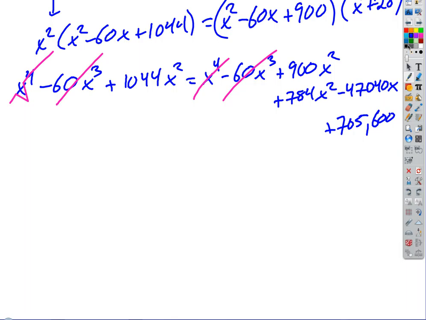Okay, so we get 1,044x squared on this side is what's left over. Over here we've got to add some stuff up. So this is going to be 1684x squared.